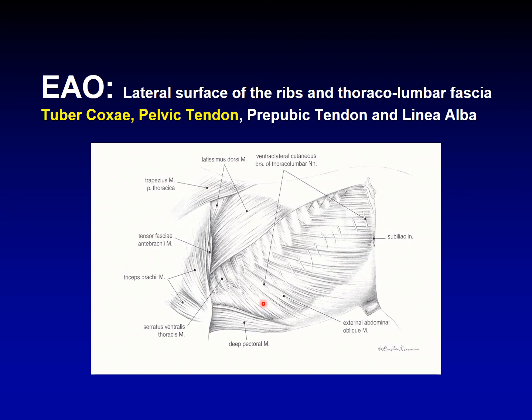Please realize the direction of the muscle fibers of the external abdominal oblique. They are going caudally and ventrally. This is the head of the horse, this is the tail: head and tail, cranial and caudal. So the muscle fibers travel caudally and ventrally. This is number 1 thing that I would like you to remember.